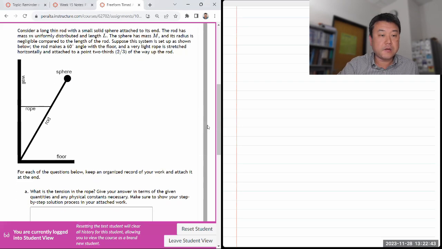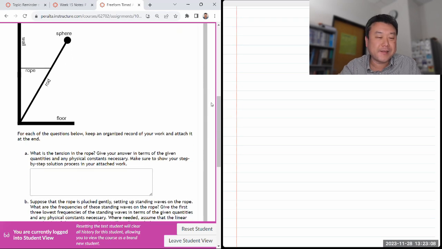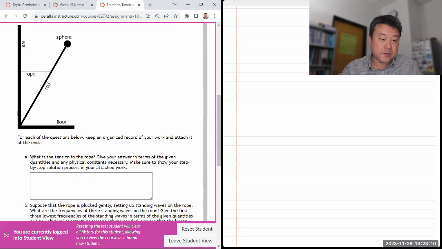So it says, consider a long thin rod with its radius negligible. So point mass there, setup is shown here, a very light rope is stretched. Yeah, so it looks like a static equilibrium setup, which was last set. So there must be some wave part added here. But the first question is asking for tension in the rope, so we'll do that.